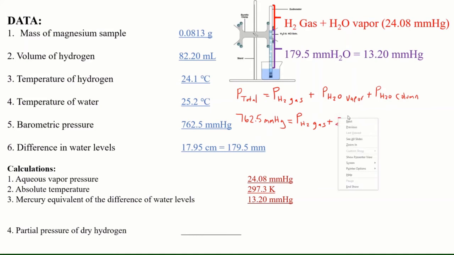So that's 24. Oops, lost the 2. Let me repeat this.